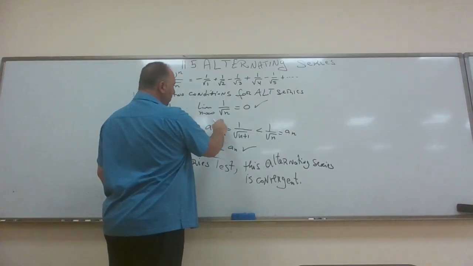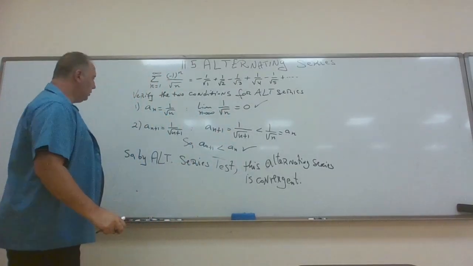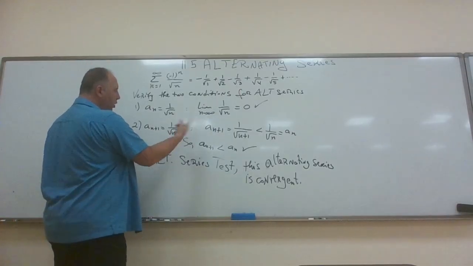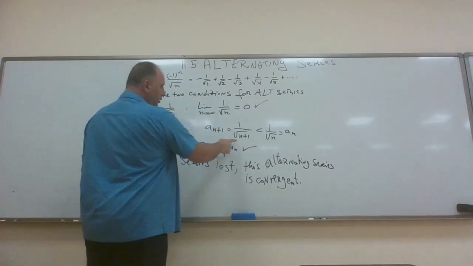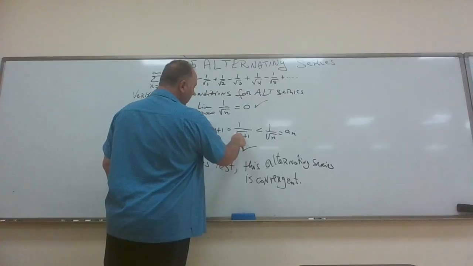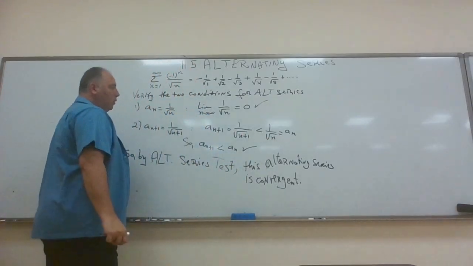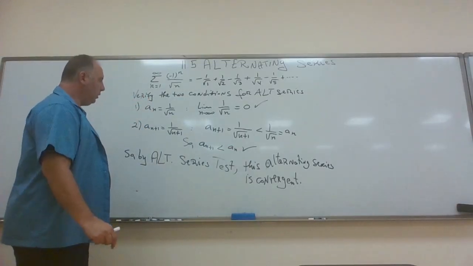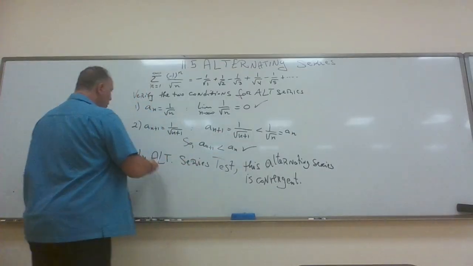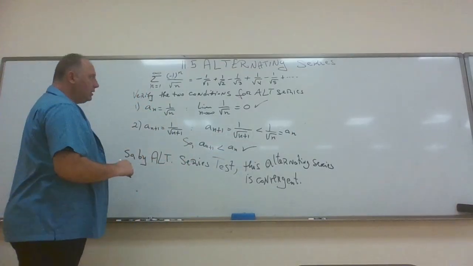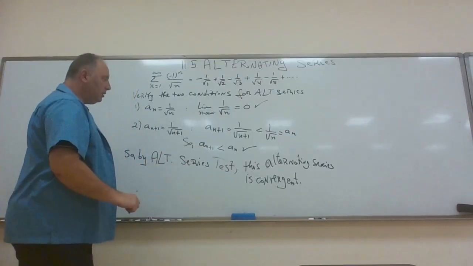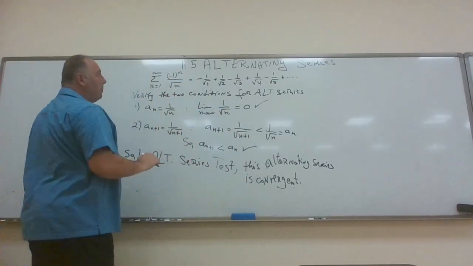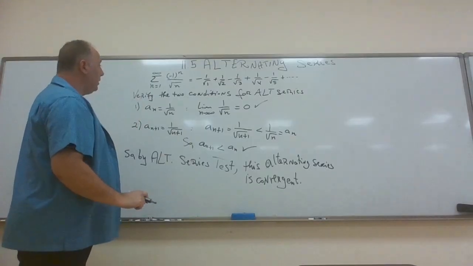The limit of the general term, well, it's 0, there's nothing special to do. And the second condition is to check that the next term is smaller than the current term. So the next term is here. It's obviously, 1 over radical n plus 1 is smaller than 1 over radical n. So that's straightforward, we just need to write it out. So both conditions for the alternating series test are satisfied. So by the alternating series test, this alternating series is convergent. That means that this series is equal to some number. I don't know what the number is, but it's equal to a number.